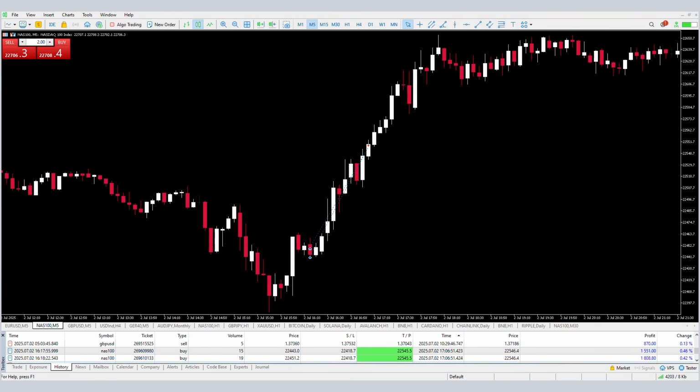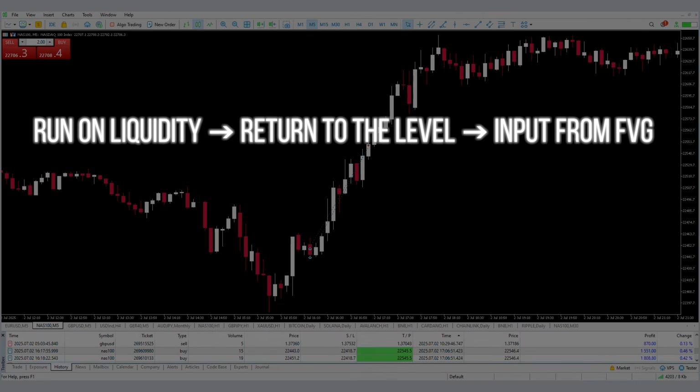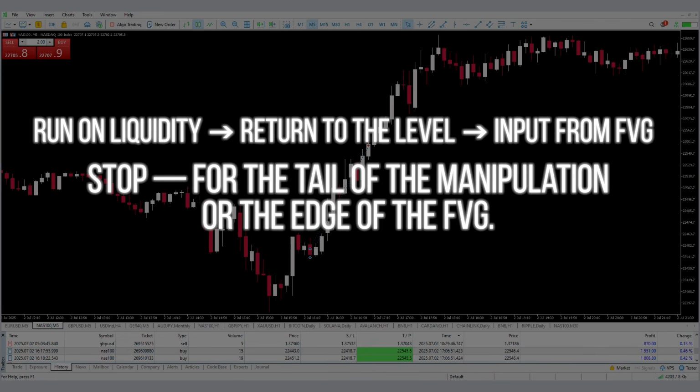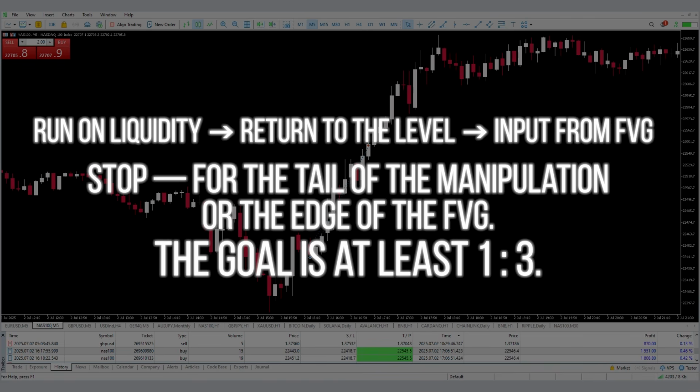As I said, Turtle Soup is a ridiculously simple model if you stick to the rules. Run on liquidity, return per level, entry from FVG. Stop it behind the tail of manipulation or the edge of FVG. The goal is a minimum of 1 to 3. Write down this chain, attach it to your monitor, and check it tomorrow on a live chart. Follow all the steps, and you will have a chance to earn the same plus 3-4R in one morning.